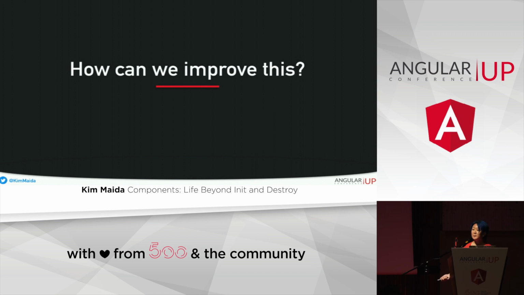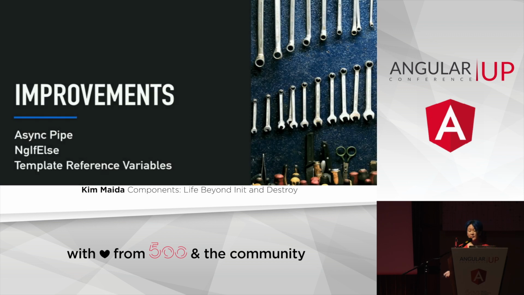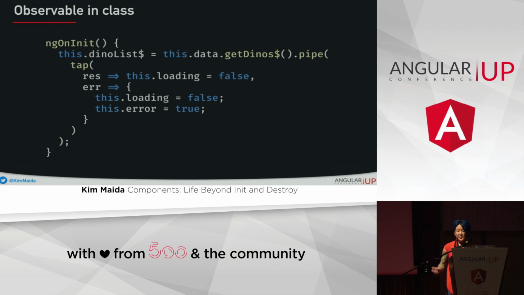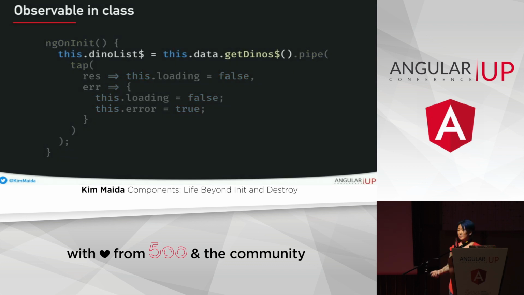But what could we do if we wanted to improve this? Well, a few things that we could start with are async pipe, ngIfElse, and then we can use template reference variables. So now if we do a little bit of refactoring, in our class, we're going to create a DinoList observable instead of using a subscription. And then we can use the RxJS tap operator if we want to sort of manage side effects, like showing loading status or errors. And note, we're not using map here because we're not going to manipulate the shape of the data that's coming back.